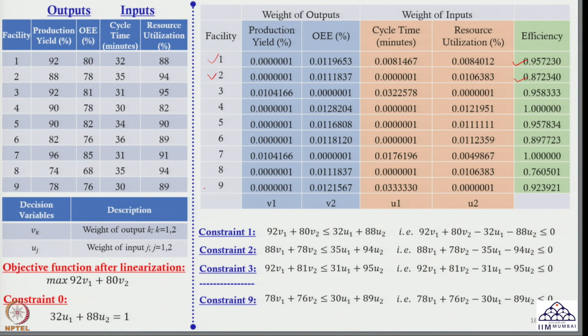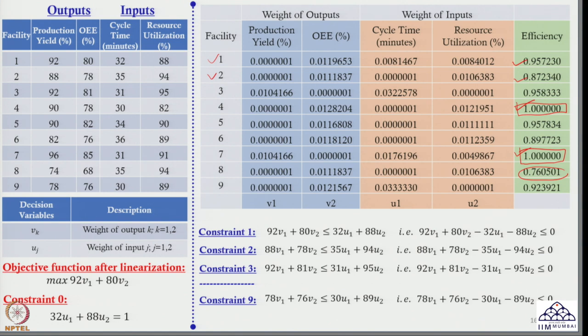Now, if I look into this data, I can see factory 4 is efficient and factory 7 is efficient. So factory 4 and 7, these are efficient, with an efficiency score of 100%. Whereas other factories are not efficient. If we look, factory 8 has the lowest efficiency score, 76%. Now I still have 24% to improve.